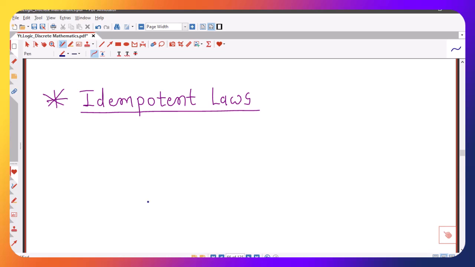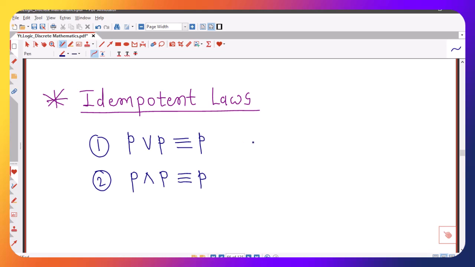And another law is idempotent laws. Idempotent laws say that if we consider P or P, then that is always equivalent to small p, and a similar statement is P and P is also equivalent to small p. You can again verify these two idempotent laws using truth table.